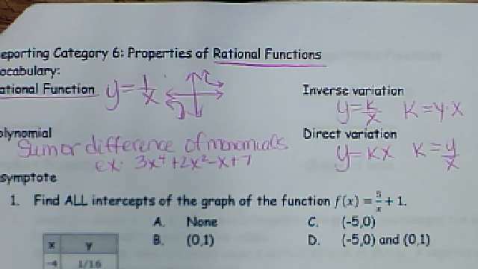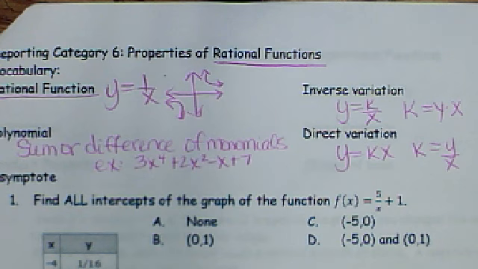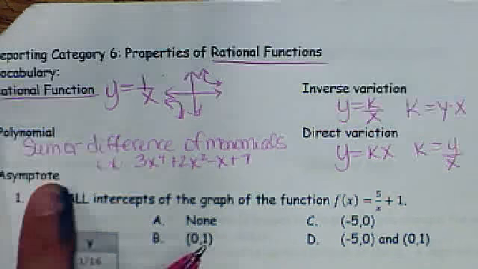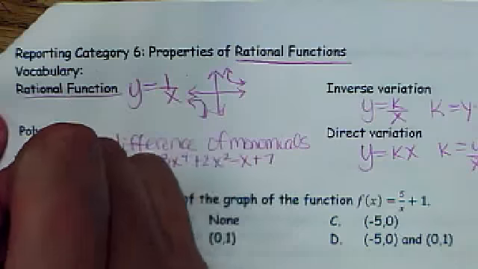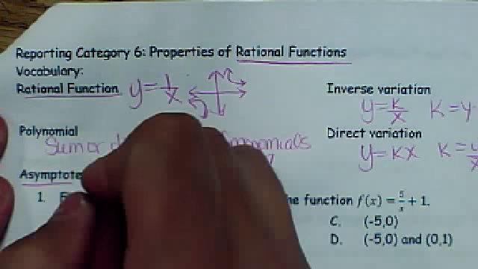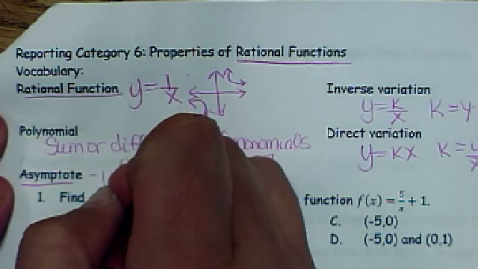So those two formulas for inverse and direct variation, they are not on your formula chart, so they are something that you need to memorize. Okay, so then, oh, and I skipped asymptote. Asymptote is a line that your graph gets really close to but never crosses.